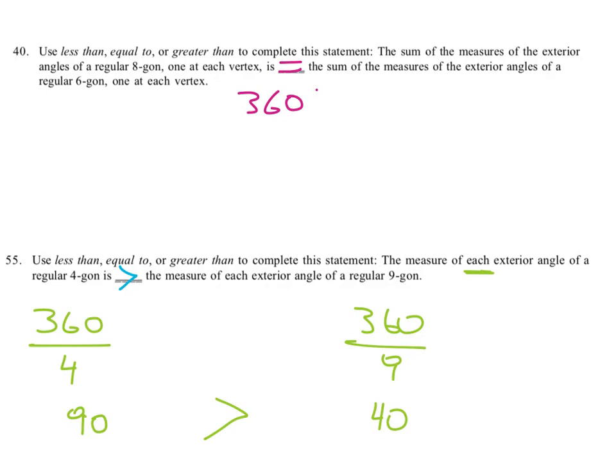So in the first one, it's the sum of them. The sum is always the same. It's just for number 55, how do you split them up? And if you split them up among a greater number of things, each one's going to be smaller.